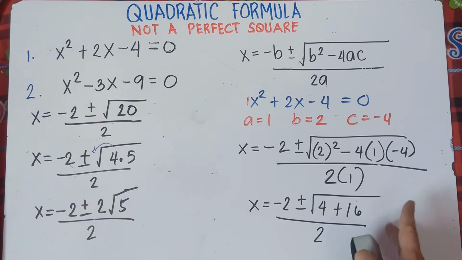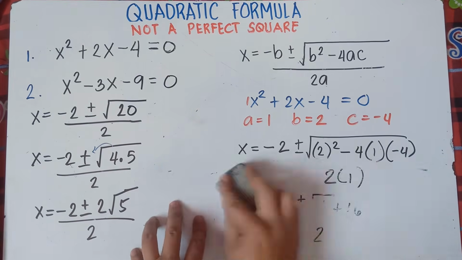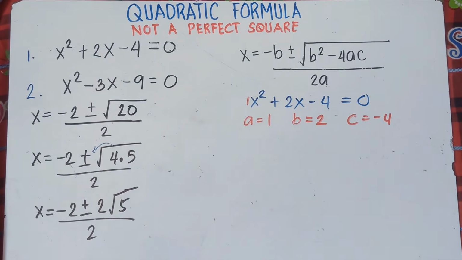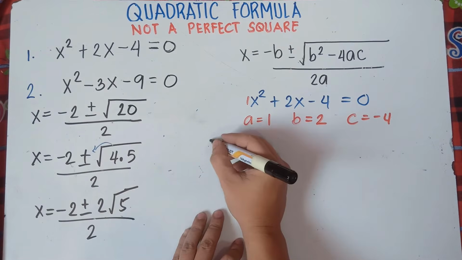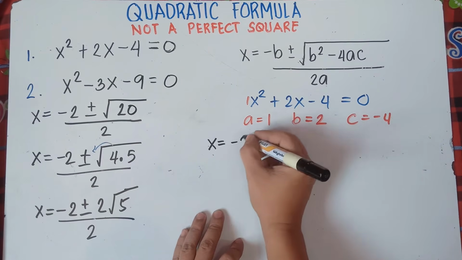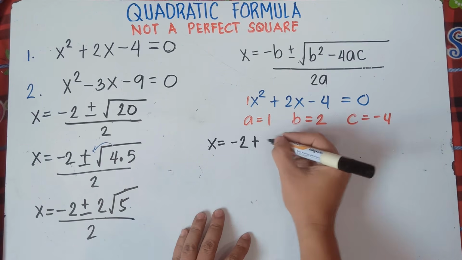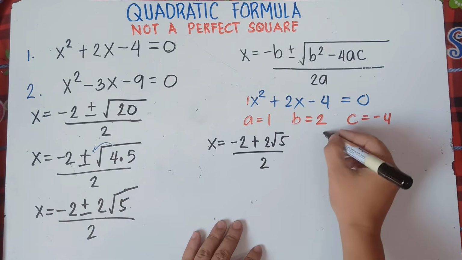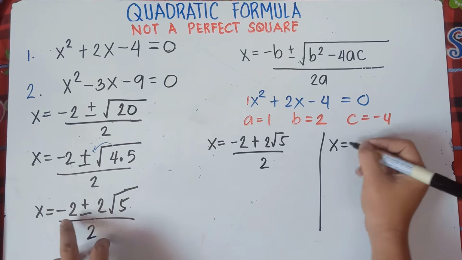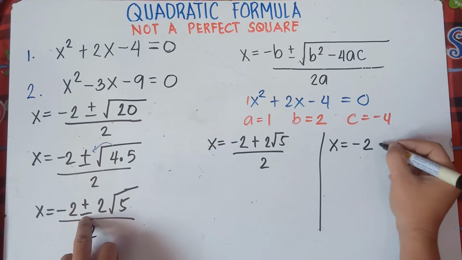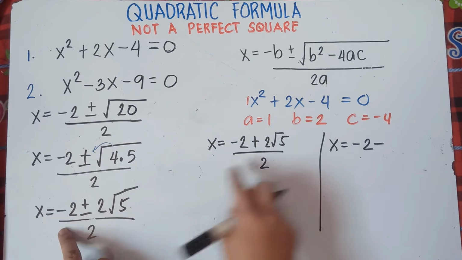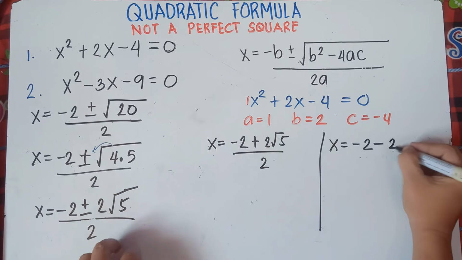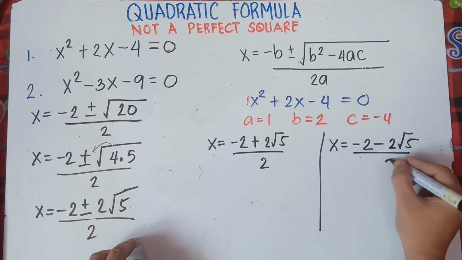You pause the video, class. I will be erasing this part. So this will be x equals negative 2 plus 2 square root of 5 over 2. And the other one, this will be x equals negative 2, then minus. Once again, plus or minus, so we have plus, then the other one is minus 2 square root of 5 over 2.